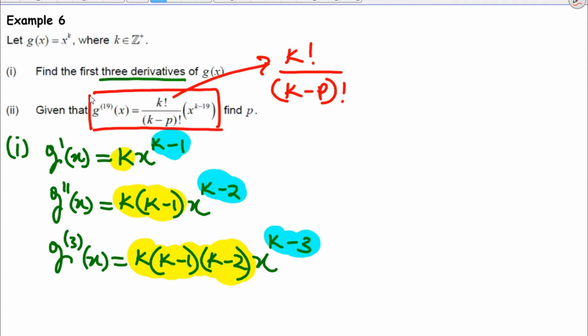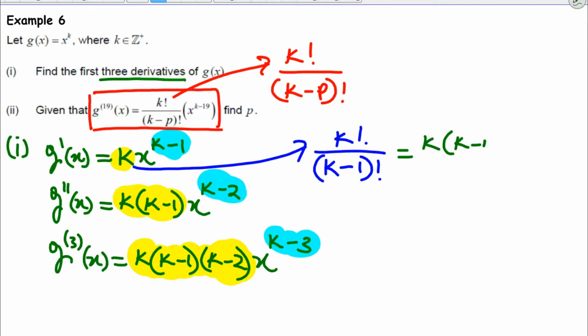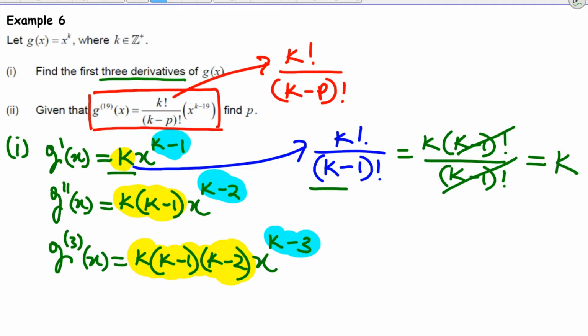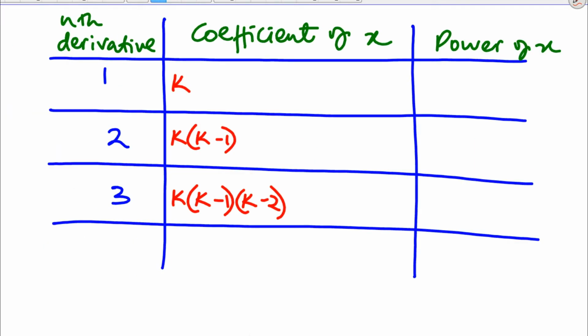For example, if you have something like k here, that could be k factorial over k minus 1 factorial. Because if we simplify this, we end up with k multiplied by k minus 1 factorial over k minus 1 factorial, which means this cancels to give you k, which we have on the left. So instead of writing k, we can write k factorial over k minus 1 factorial. So on my table, this is equal to k factorial over k minus 1 factorial.